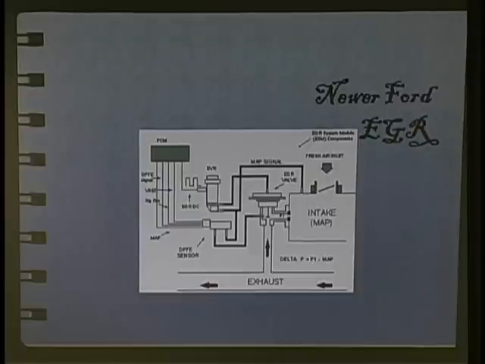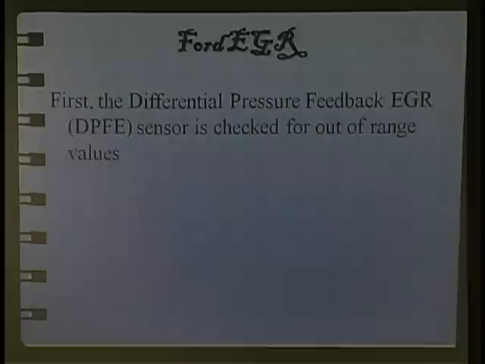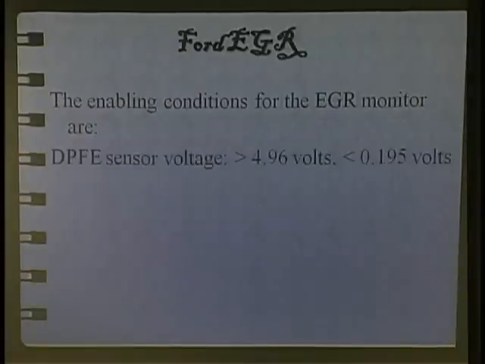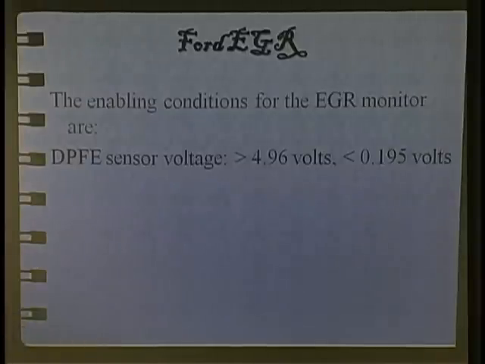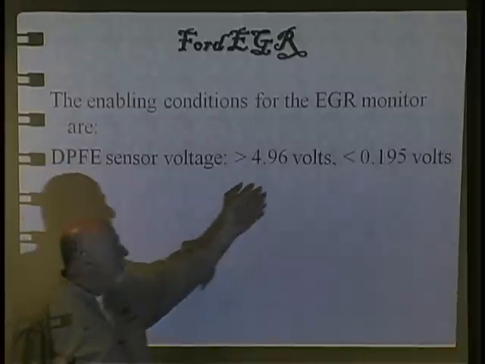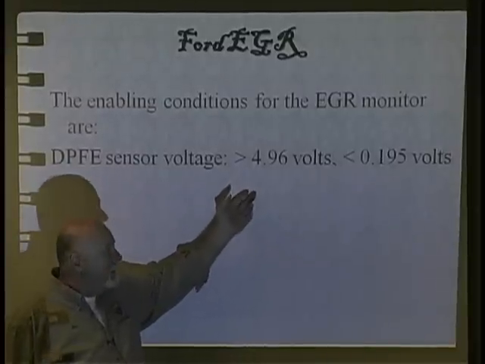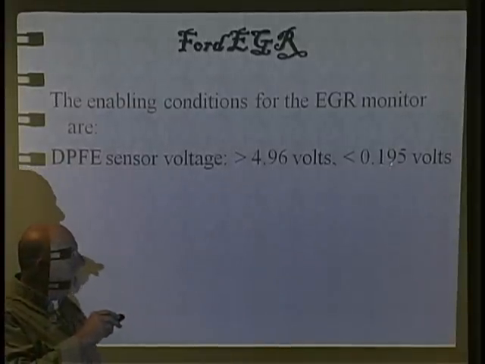What's wrong with DPFEs? Why do they very rarely set codes? Why do they always set low codes? If the computer's going to use the DPFE to test EGR, it tests the DPFE first. But there's the frickin' specs. I mean, really, you've got a 5 volt reference, so how much room do you have here? You've got 50 millivolts, so how much room do you have?